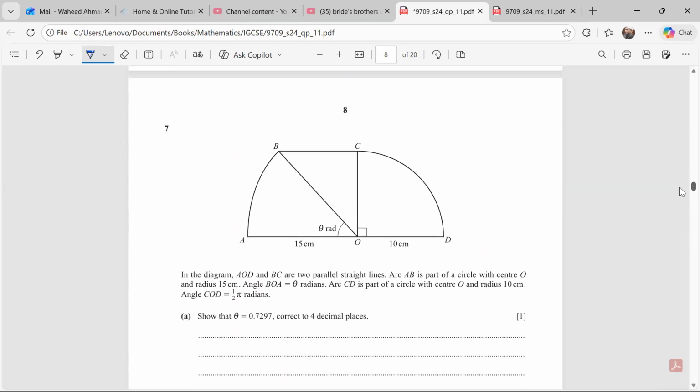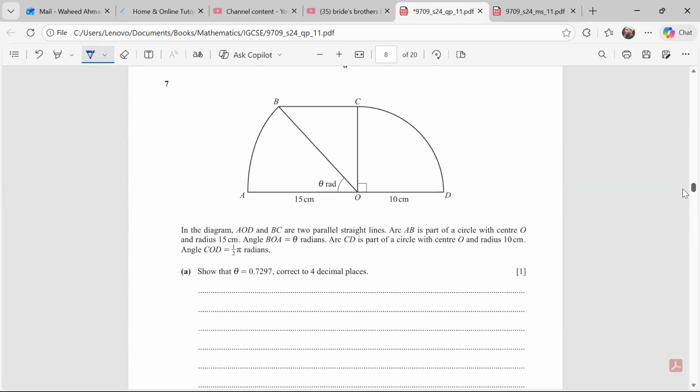Yes, this question. Okay, so this is a diagram. You can see it has two arcs. This radius is 10 centimeters, this is also 10 centimeters. This is 15 centimeters, and this is also 15 centimeters. They are part of the same circle. Part A is that we have to find this angle, in radians.